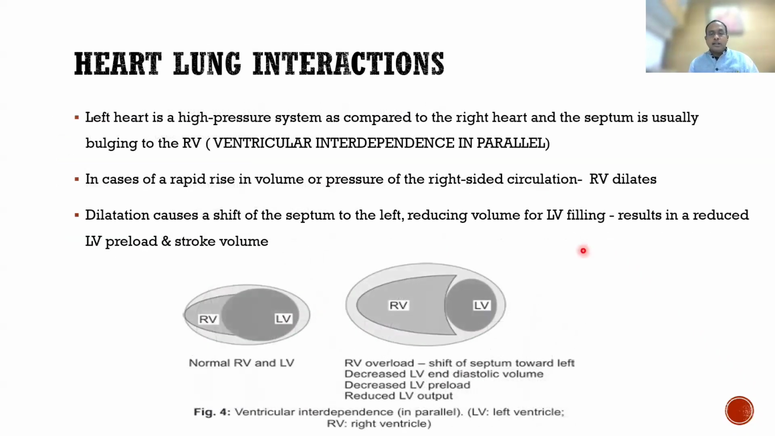So this is another thing. The LV and RV are also in parallel besides being in series. If there is a sudden increase in RV volume or a sudden increase in pulmonary artery pressure, like in pulmonary embolism, the RV dilates, and the LV preload decreases. Otherwise, because the LV is a higher pressure system, the interventricular septum is diverted towards the RV. But if the RV volume increases, it goes towards the LV. So this is how ventricular interdependence works in parallel. Dilatation of the RV causes a shift of the septum to the left, reducing the volume of LV filling, which results in reduced preload and stroke volume.